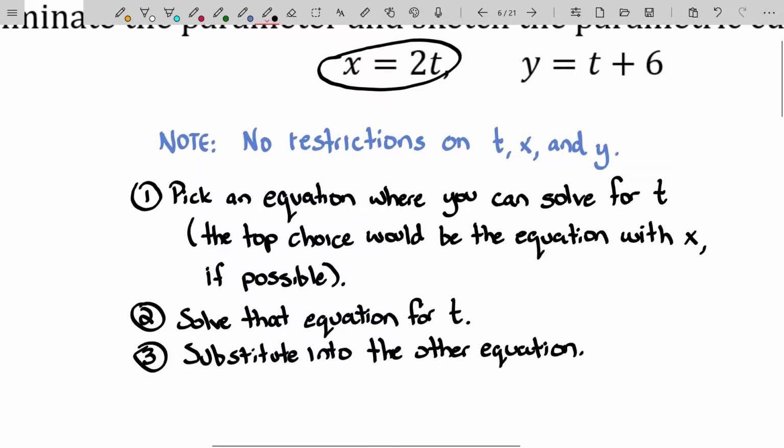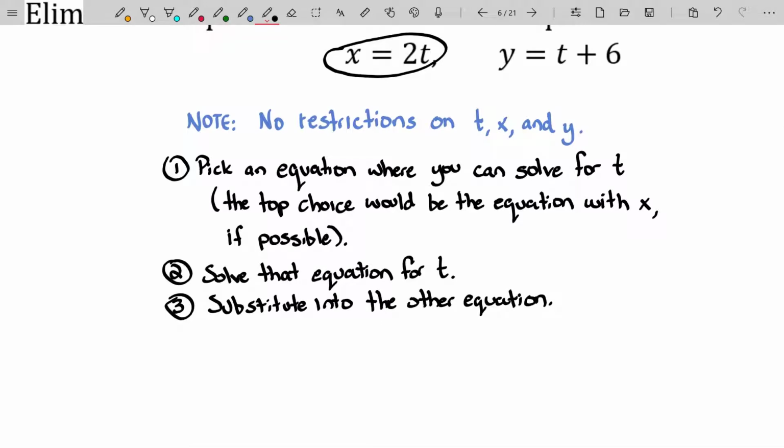So let's go ahead and take that equation x equals 2t and solve for t. So you get x over 2 is equal to t. And then we're going to plug that into the second equation.